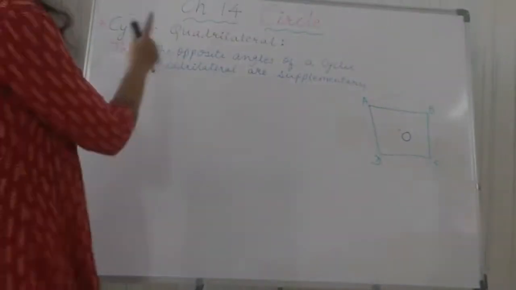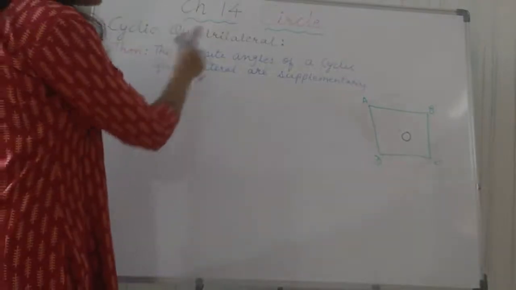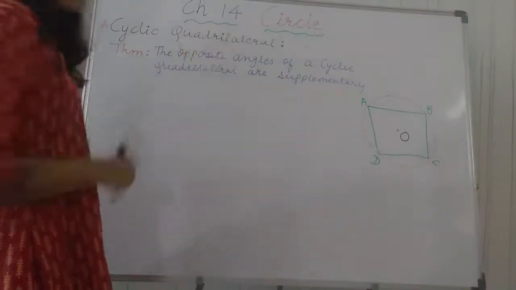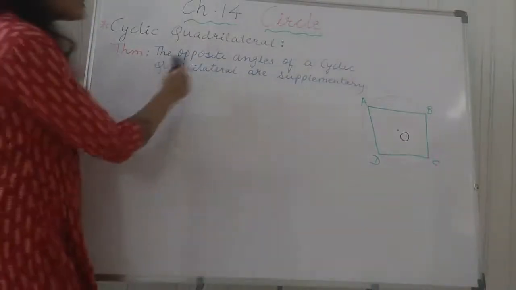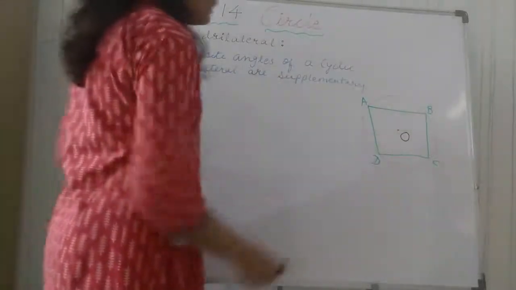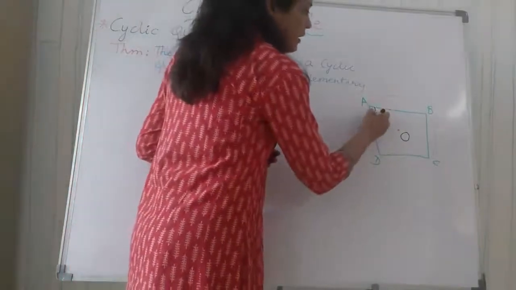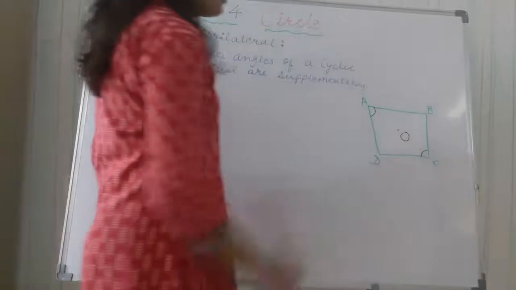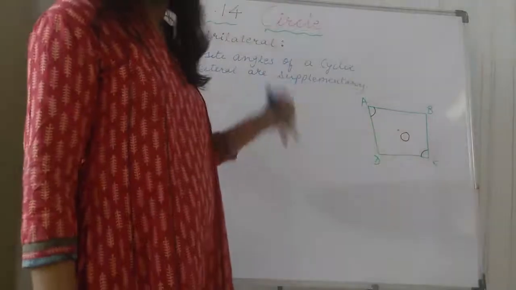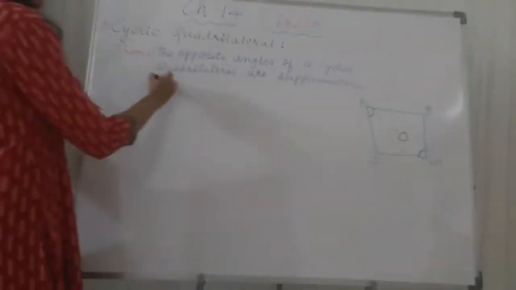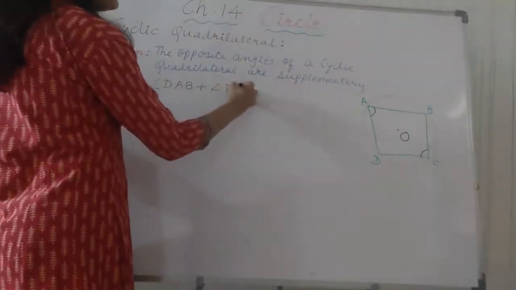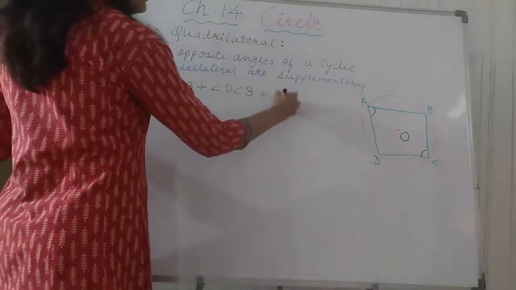Now next thing, we are going to learn one theorem on cyclic quadrilateral. See students, now I will take all the concepts according to cyclic quadrilateral only. So first, the opposite angles of a cyclic quadrilateral are supplementary. So here you can see angle A and angle C are the opposite angles of the cyclic quadrilateral. So here it is given they are supplementary. So how? I explain you here, angle DAB plus angle DCB is equal to 180 degrees.